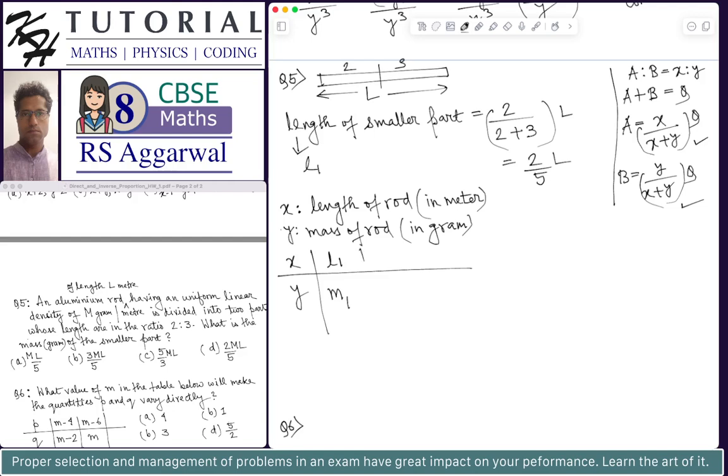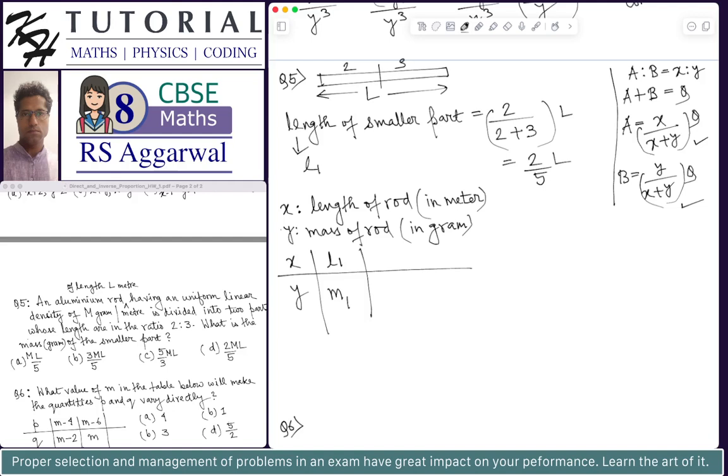We have this. Now as another data, we know L1 in terms of capital L. We have to find M1, because the question has asked what is the mass of the smaller part. So the length of the smaller part is 2 by 5 capital L. We have to find M1. Now we need another data in the table so that we can find the value of small m1.